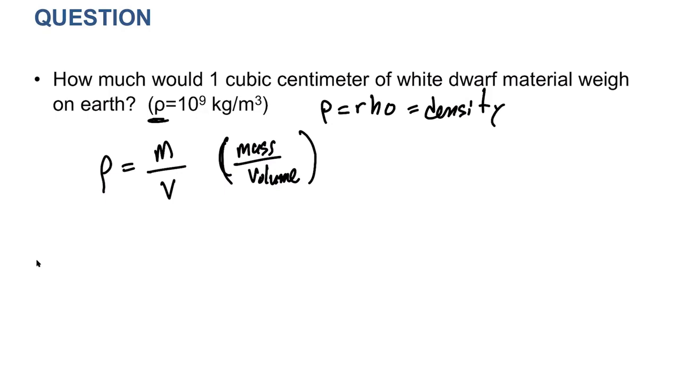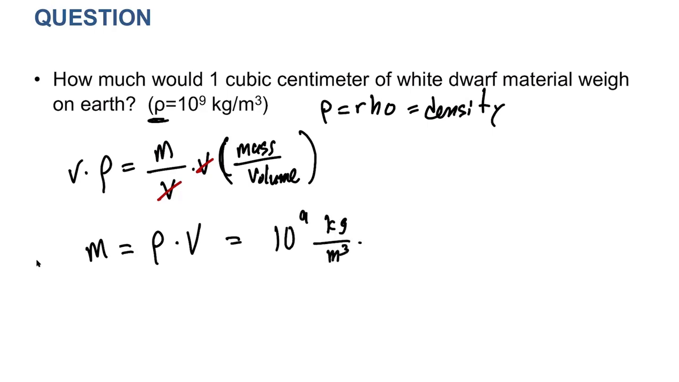We can multiply both sides by V. The V's cancel out over here. And if we switch this equation around, we get mass equals density times volume. Okay, so this is 10 to the 9 kilograms per cubic meter times 1 cubic centimeter.